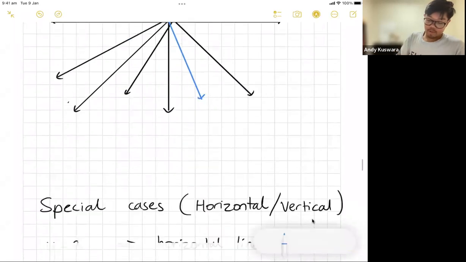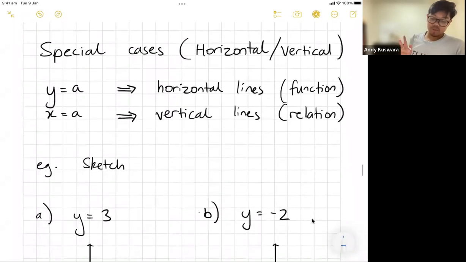Okay. Now, unfortunately, we're not done. There's just a couple of special cases, and then we're done. Horizontal and vertical lines. A horizontal line, we still consider that a function, and it's given by y equals. If it's just y equals a number, it's going to give you a horizontal line. If it's x equals a number, that's going to give you a vertical line, and that's not going to pass the vertical line test. So we call that a relation.